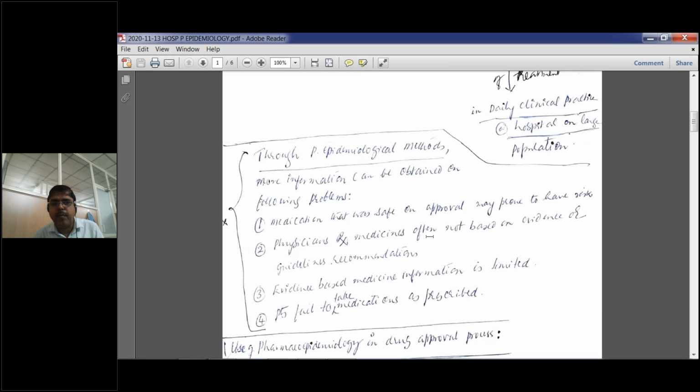Now, pharmacoepidemiology helps to assess how medicines are being prescribed, whether they are prescribed as per the evidence or the guidelines or not. Right? Evidence-based medicine information is limited.